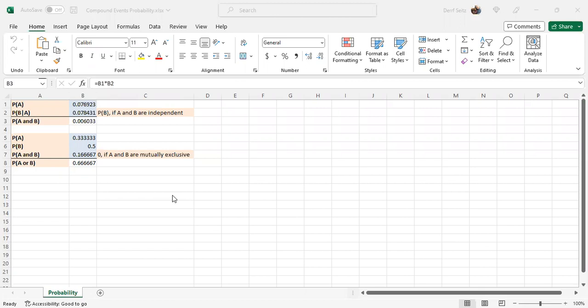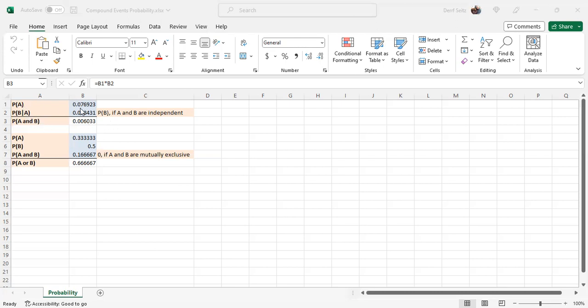This spreadsheet supports calculation of two kinds of compound probability events. The first is where two events, A and B, take place or occur together, either simultaneously or in sequence close together.